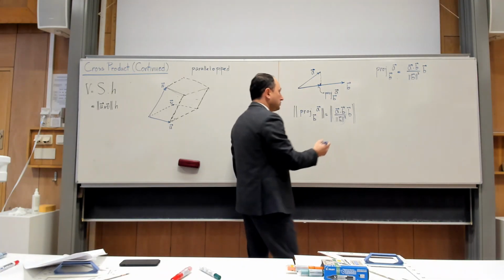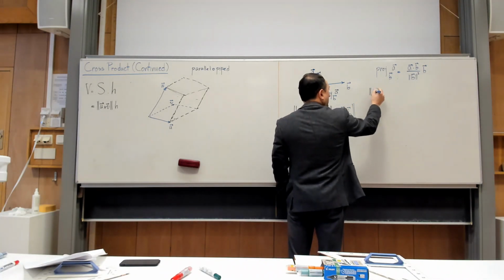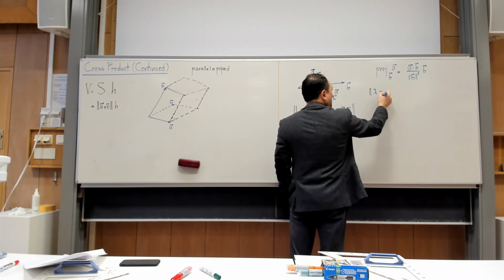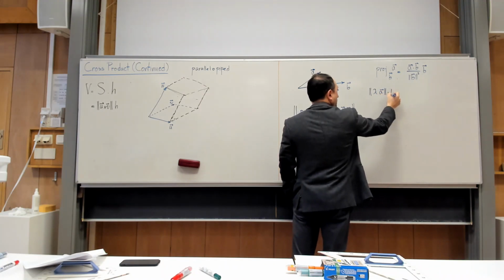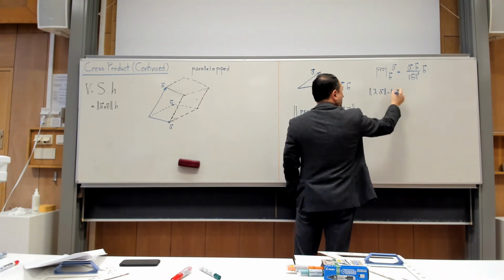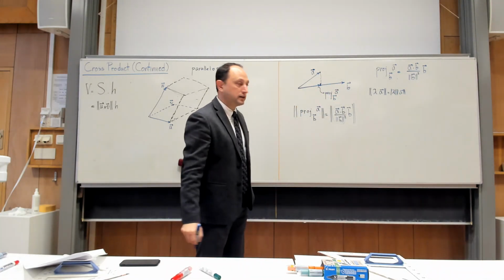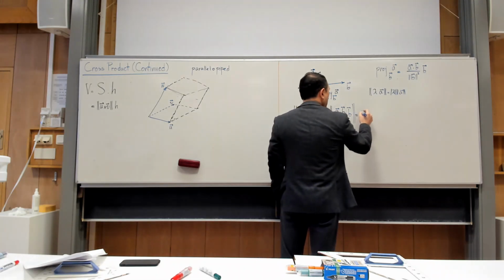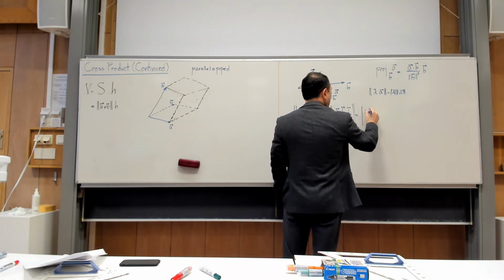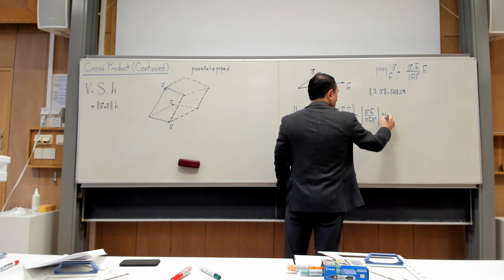But what can I do? Do you remember? The norm of any number multiplied by any vector is equal to the absolute value of your number multiplied by the norm of your vector. This we also have, yes? So what can I do? I can write the absolute value of my number multiplied by the norm of my vector.